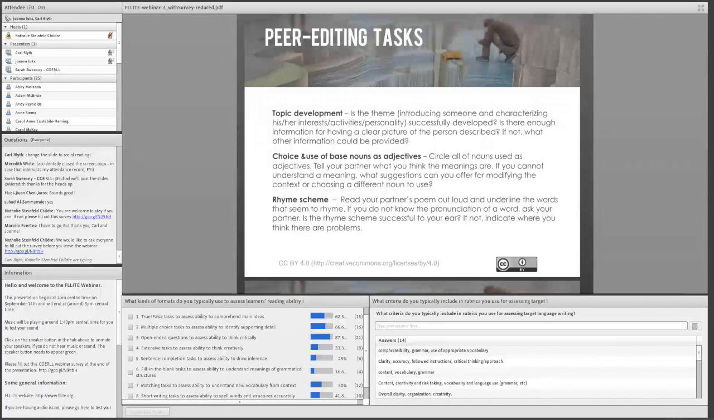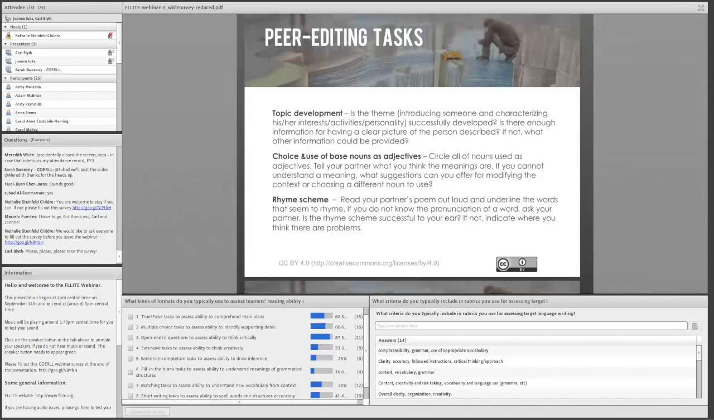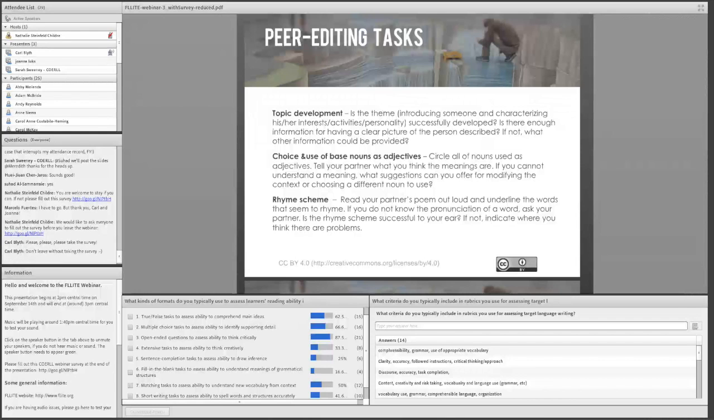And again, think about this. Normally with peer editing tasks, students tend to, and research corroborates this, focus on grammar and spelling. But the peer editing tasks that I provide are specifically related to how meaning is made in the text. So the second has to do with the choice and use of base nouns as adjectives. I asked them to circle all the nouns that were used in this way and to tell their partner what they think the meanings are. And if you cannot understand a meaning, what suggestions can you offer for modifying the context or for choosing a different noun to use?